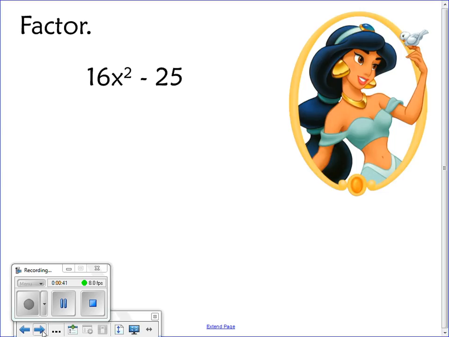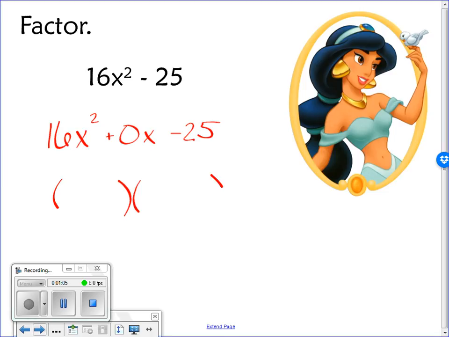Could I write this so that's exactly how it looks? Could I write 16x squared plus 0x minus 25? Is it still the same thing? Does it look more familiar to you now? Okay, so let's see what we can do. Is there a GCF? No, nothing goes in all of them.